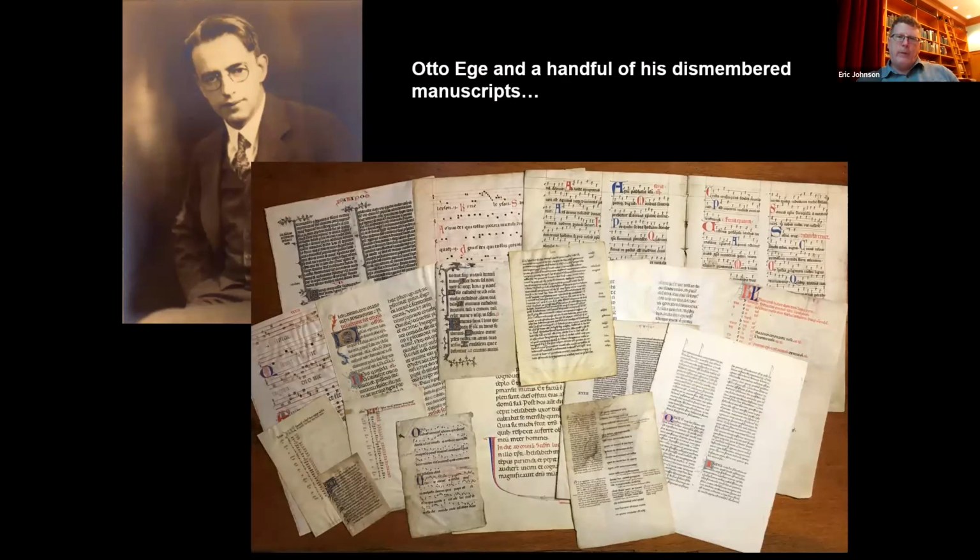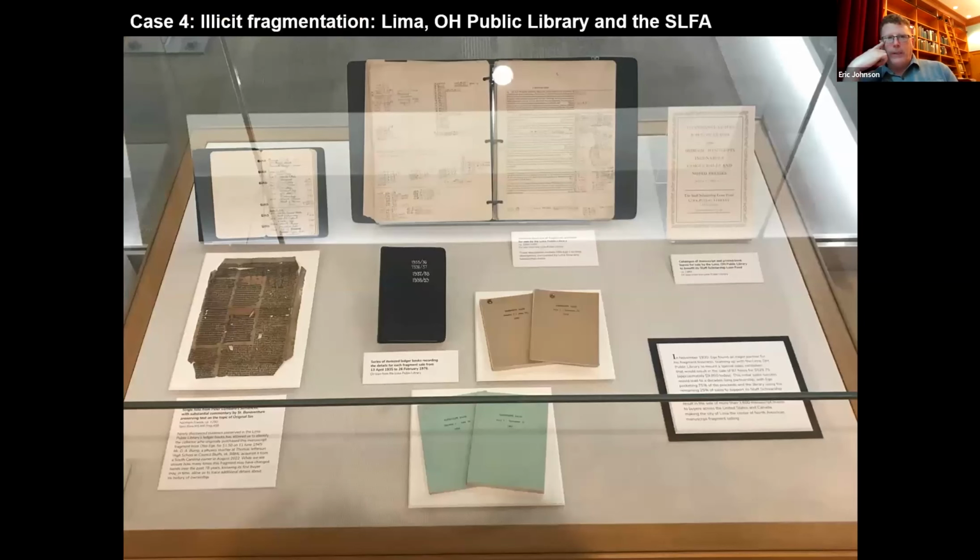So sticking with the Ege theme, but exploring some of his partnerships, another case in the exhibit focuses on the Lima Public Library here in Northwest Ohio and the SLFA, the Staff Loan Fund Assistance Program. So Lima Public Library, this is commonly known. They were a very big partner with Otto Ege. They began their partnership with him in 1930 when Georgie McAfee, the librarian at Lima Public, contacted him asking him to come and give a talk on illuminated manuscripts at the library, and then would he also by any chance be interested in bringing fragments with him that the library could sell on commission for him.